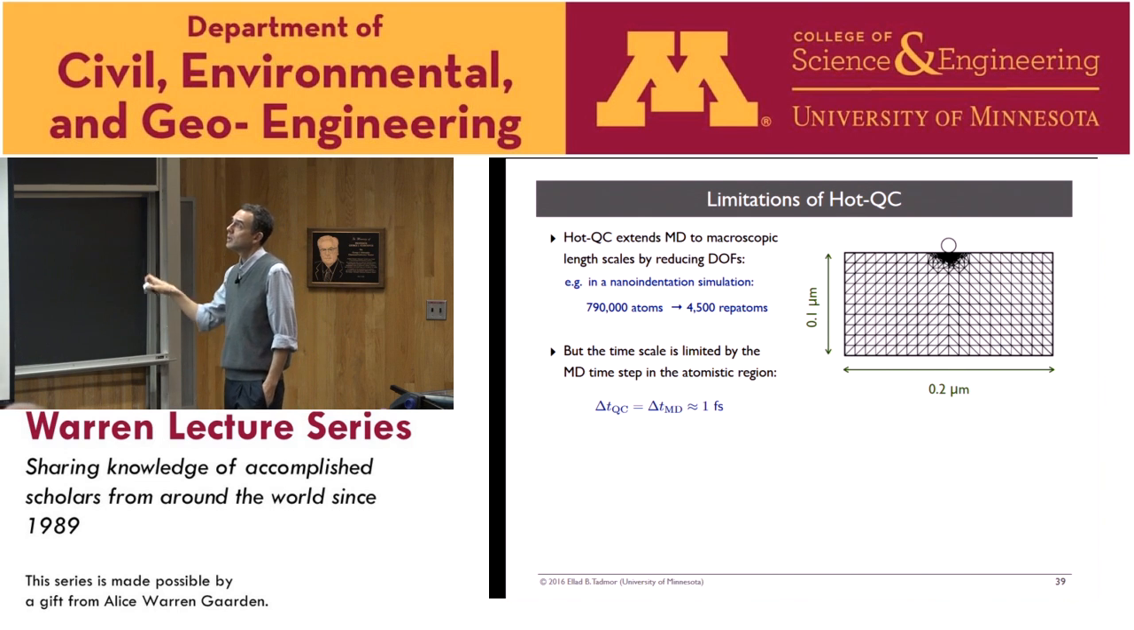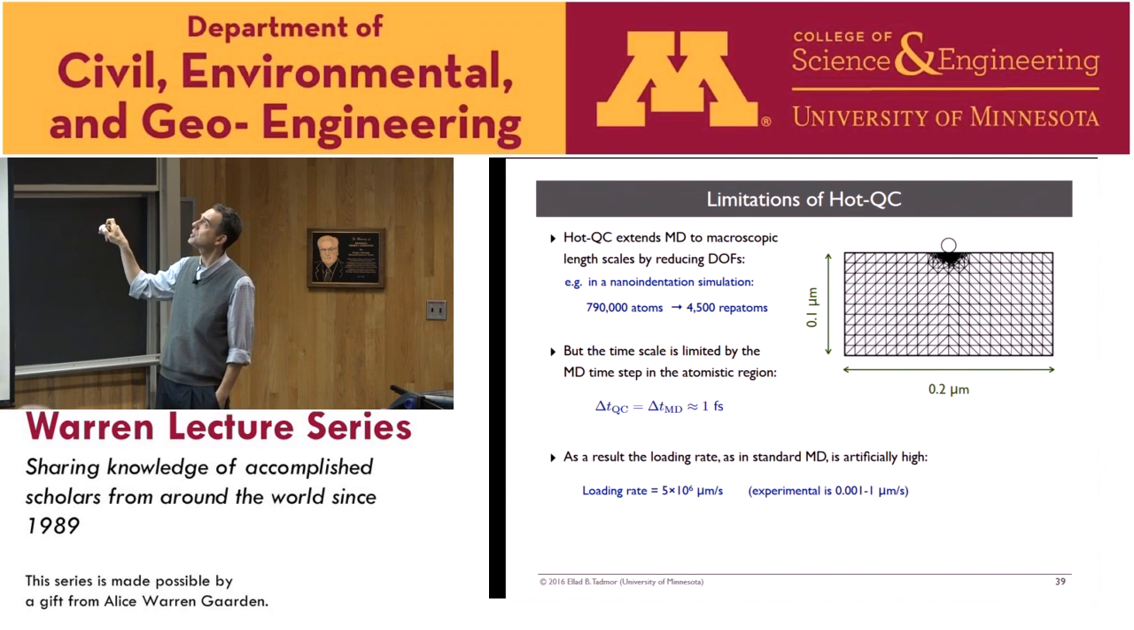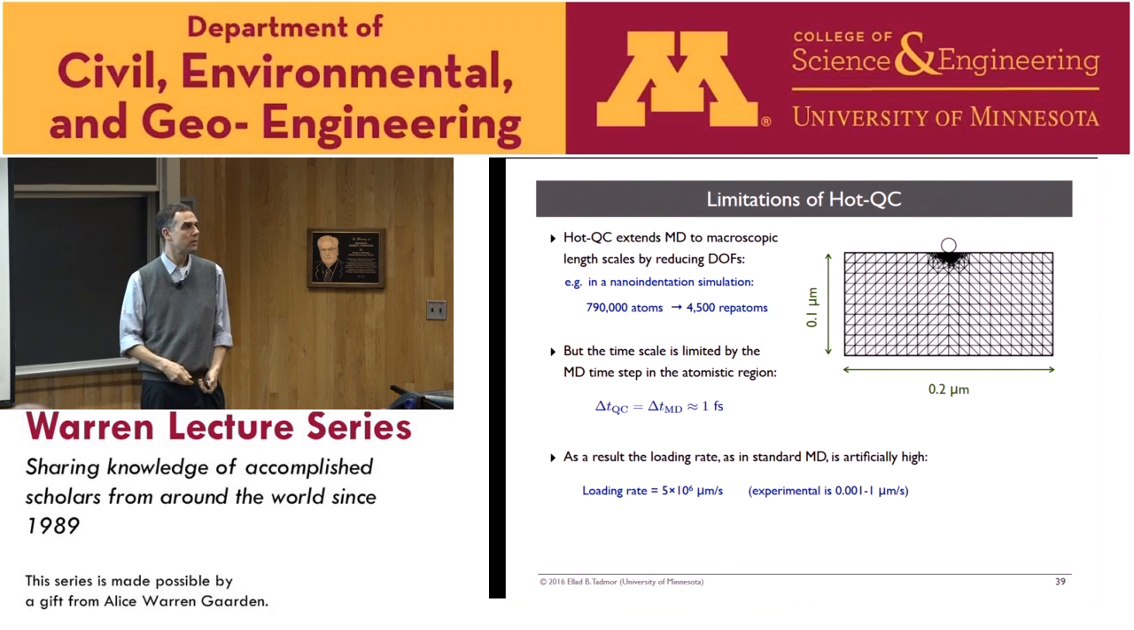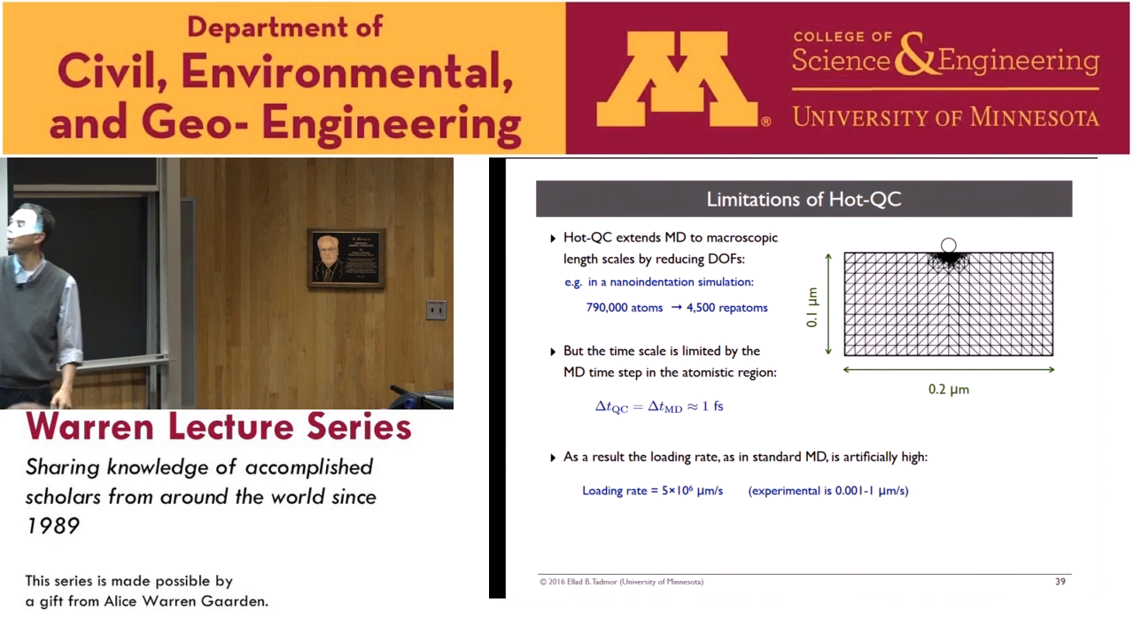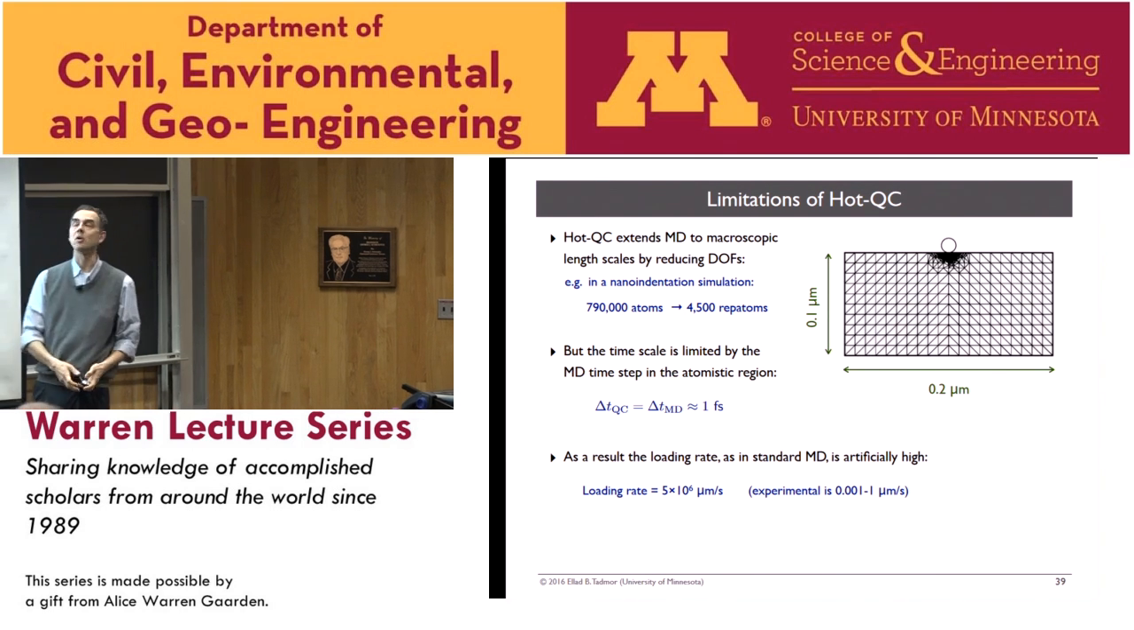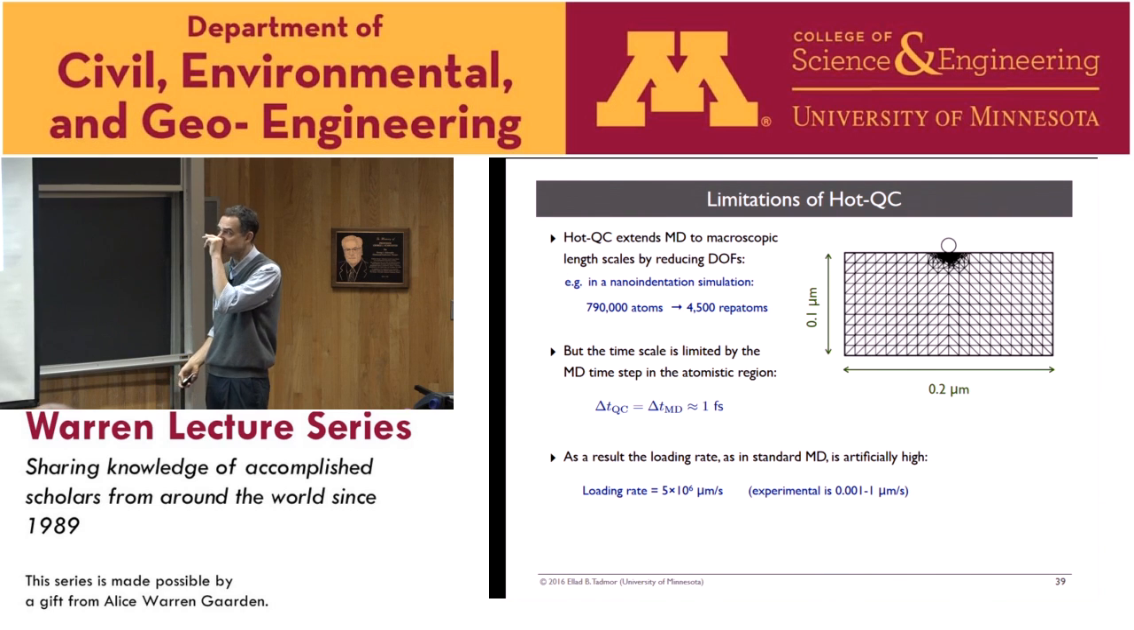And so in this example here, this is exactly what we had to do. We did an indentation simulation, and we were loading at 5 million microns per second, whereas nanoindentation experiments are usually done about 1 million times slower. This is like firing a very fast bullet into it, and the indentation is a very slow process. So we want to reach that.